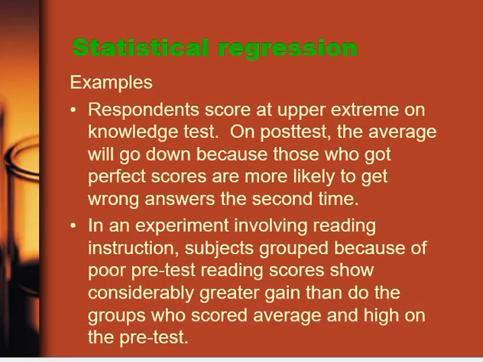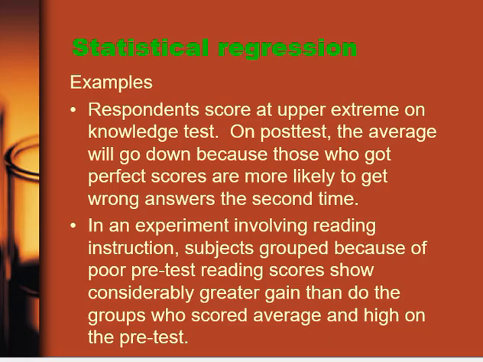So I kind of gave this example already, but when we have participants that score really, really well on a knowledge test, on the post test, the average isn't really going to go down very much, because those who got a perfect score are more likely to get wrong answers the second time or not change at all.